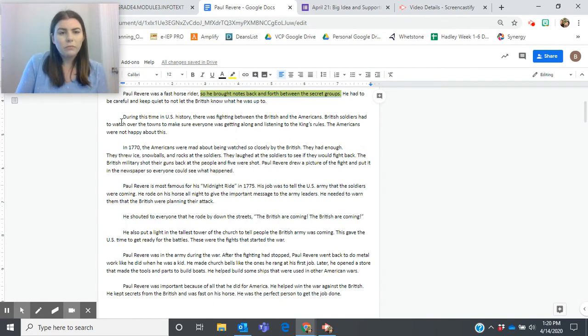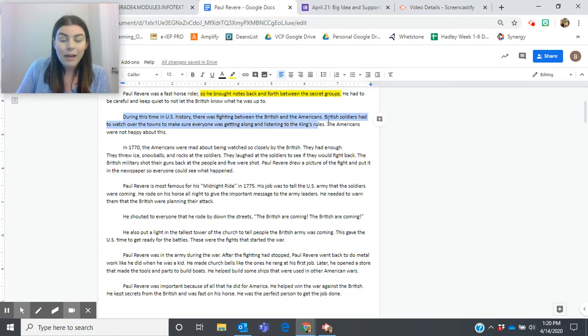Next paragraph. During this time in U.S. history, there was fighting between the British and the Americans. British soldiers had to watch over the towns to make sure everyone was getting along and listening to the king's rules. The Americans were not happy about this. I wonder what sentence here could show me what this paragraph is mostly about.